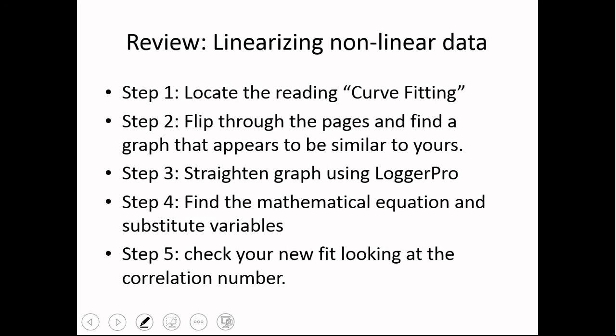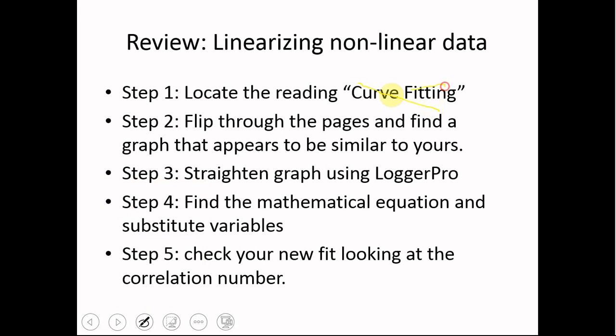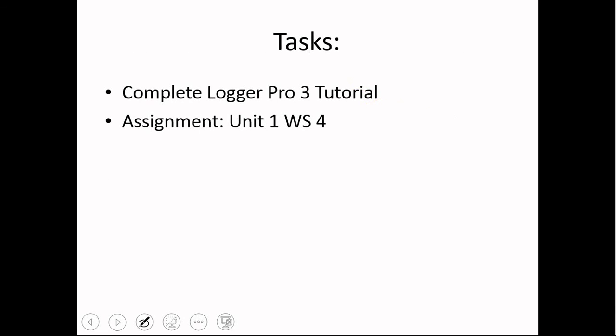So here's my quick reference guide. This is really important. When you ask for help, the first thing I'm going to say is, where are you on the 5 steps? So this is your quick reference guide. Always keep this in hand while you're doing this. The reading is actually graphical analysis, and that should be changed to our graphical method. Then you flip through those pages till you find a graph that's similar to yours. You straighten your graph using Logger Pro. You find the mathematical equation, substitute the variables, and then check your new fit by looking at the correlation number.